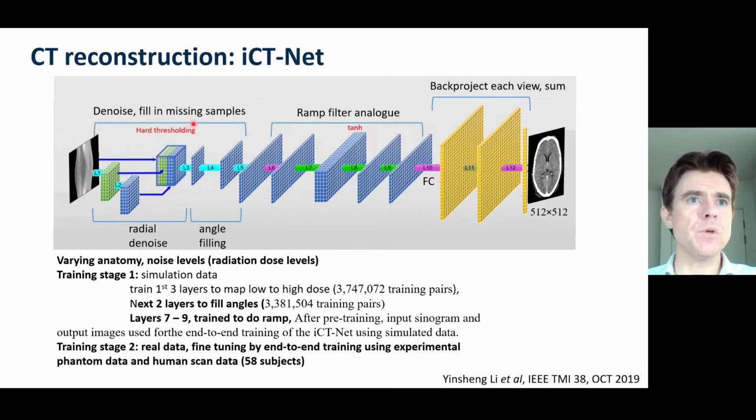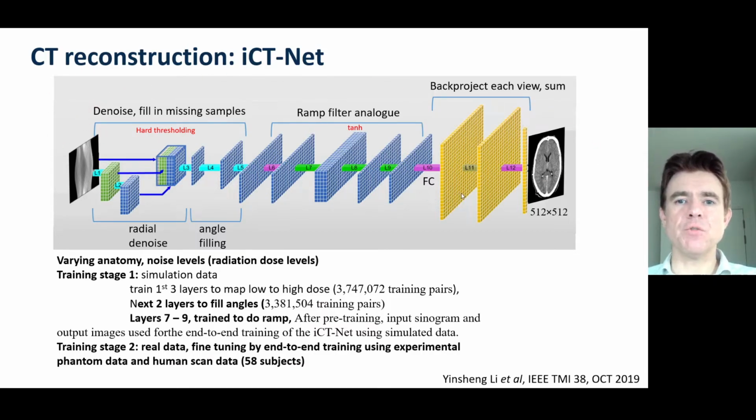And then we've got a lot of processing corresponding to doing the ramp filter, apodized ramp filter, so a noise compensated, noise suppressing filtering of the sinograms. And then we've got a back projection of each view. And so basically in back projection, you're summing things up in order to get a final endpoint reconstruction. So in their main real data, they ended up using 58 subjects for the training data for this ICT net.